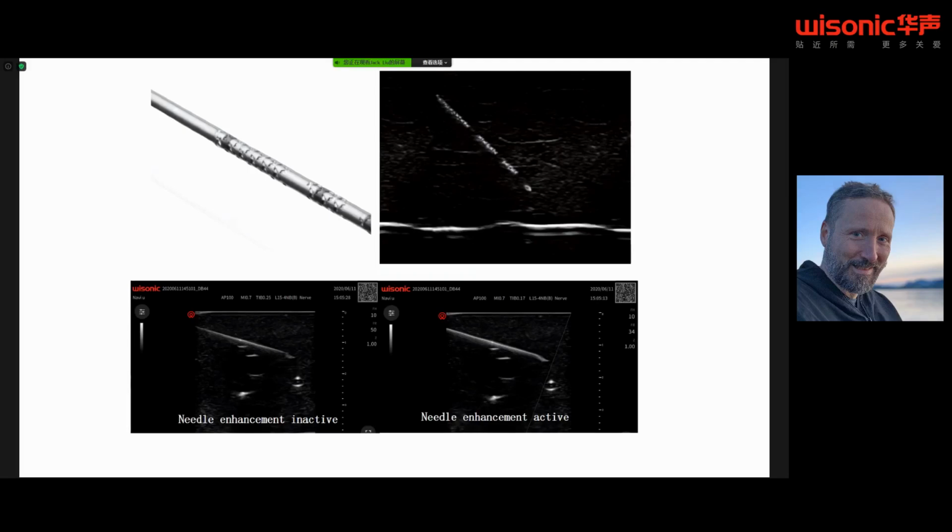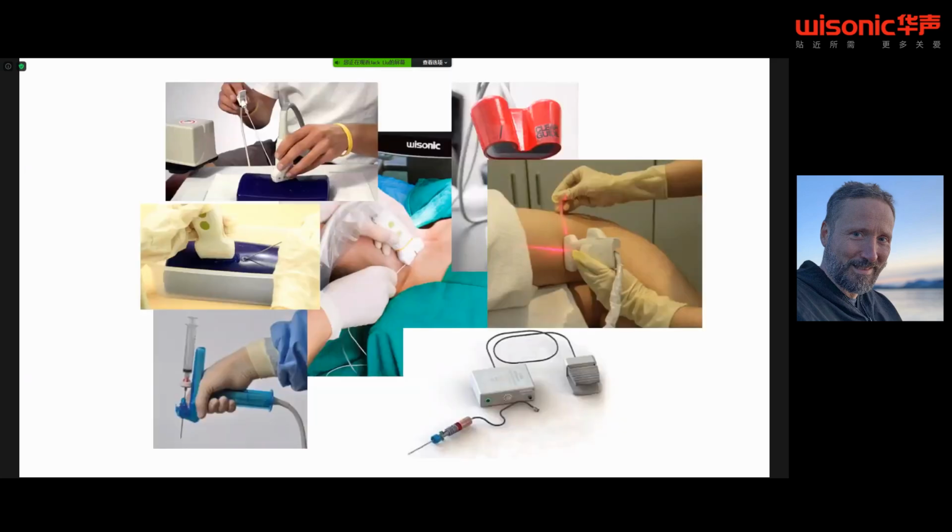Modern block needles are often ultrasound coated. They give a better reflection, and they are much easier to visualize and identify in the ultrasound image as seen above. And there are also software settings in modern ultrasound machines that make it easier to visualize and enhance the needle visibility during a block procedure.